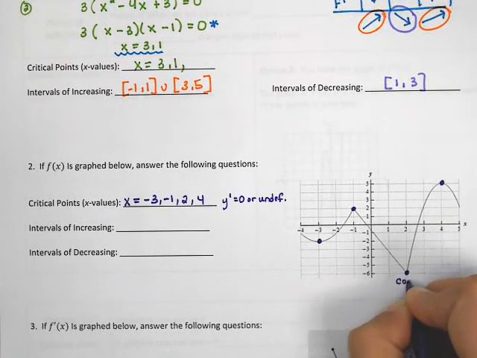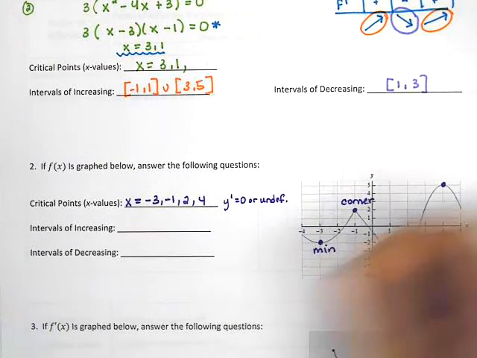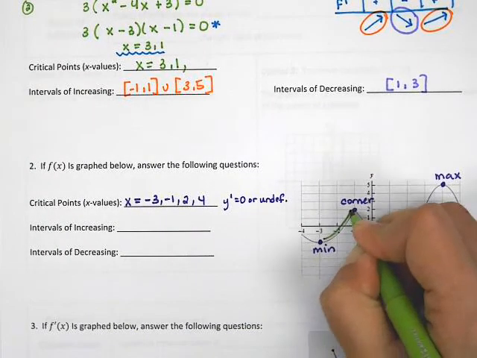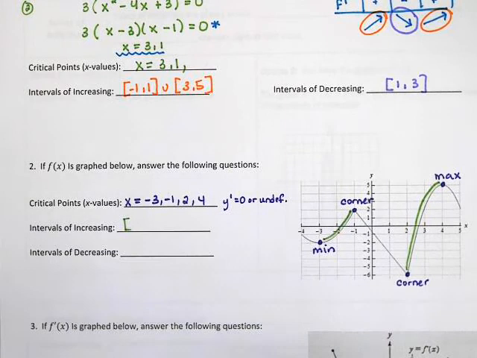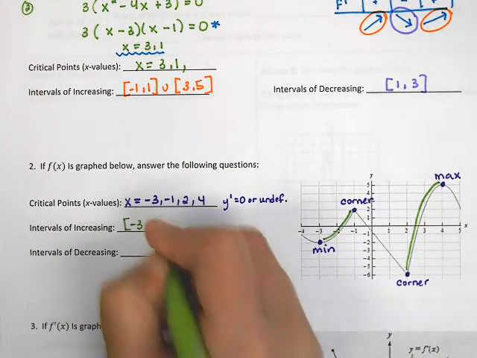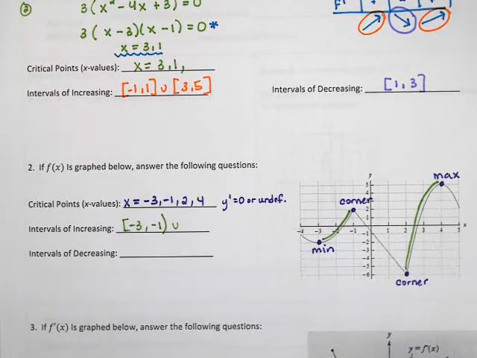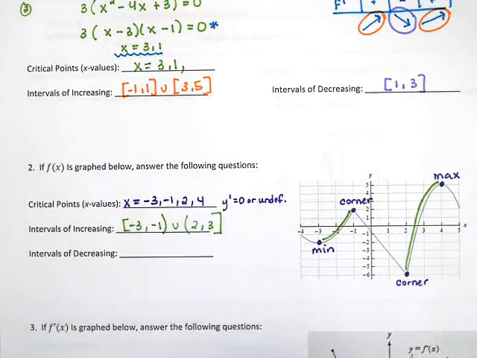This would be a corner. This would be a corner. This would be a min. And this would be a max. If I were looking for where this graph is increasing or going uphill, I would choose this section of the graph and this section of the graph. So I would say from -3 to -1, and I'm going to make the -1 open because that's a place where the derivative does not exist because there's a corner. And then I would also say from 2 to 3, and I'm making the 2 open because, again, that's a place where the derivative does not exist because it's a corner.